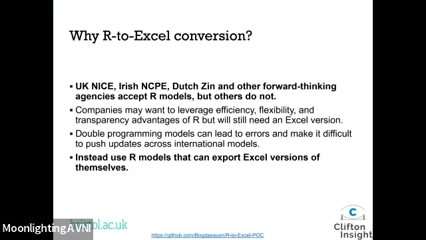And companies will want to be able to leverage the advantages of R, but also have this ability to export an Excel version. You could just double program, so write the model in R and Excel, but that means you have two chances of implementing errors, and it makes updating the models very, very difficult and error prone. So instead, what we're suggesting here is that you can write the model in R in such a way that it can write a version of Excel when you ask it to.